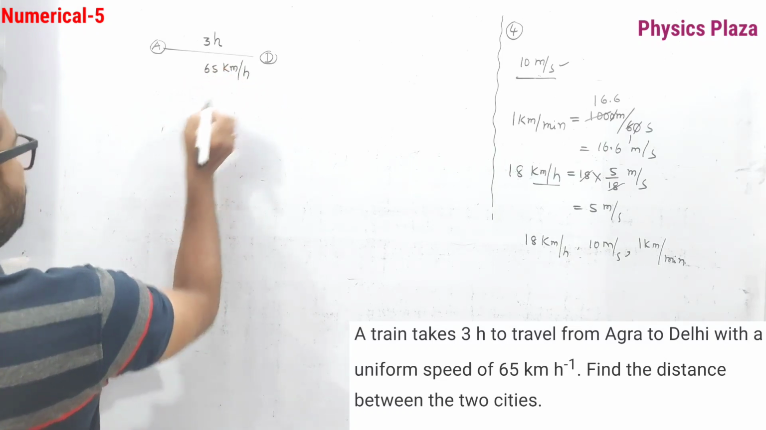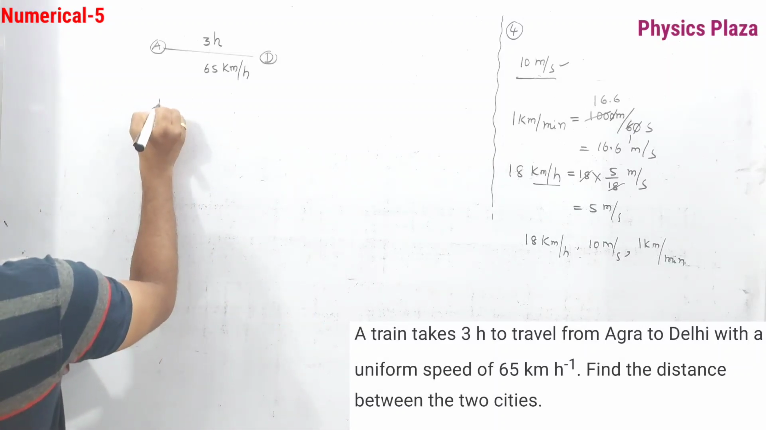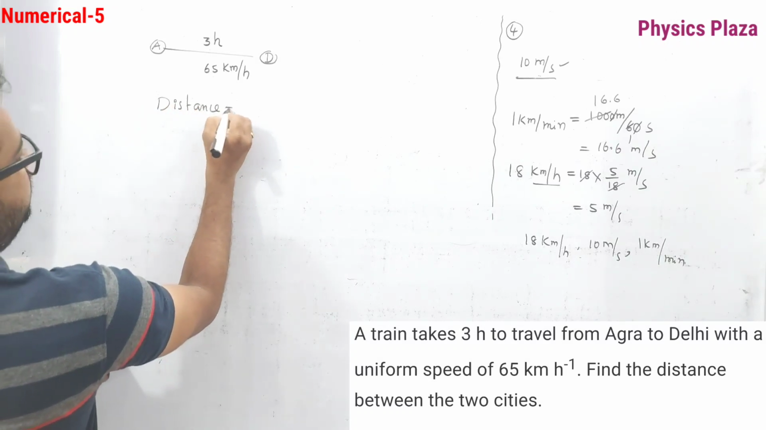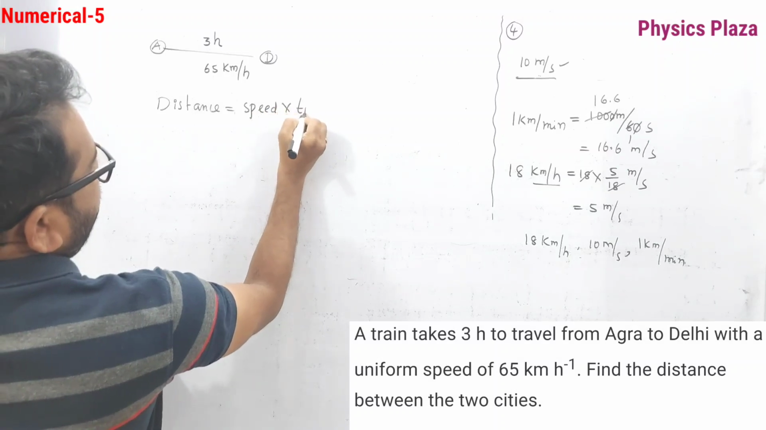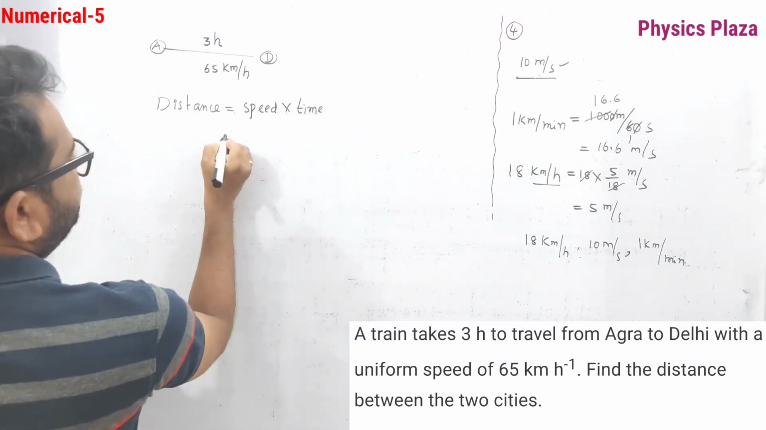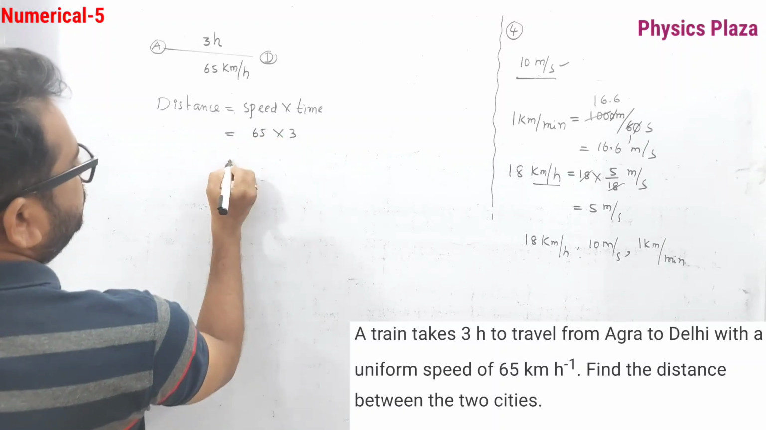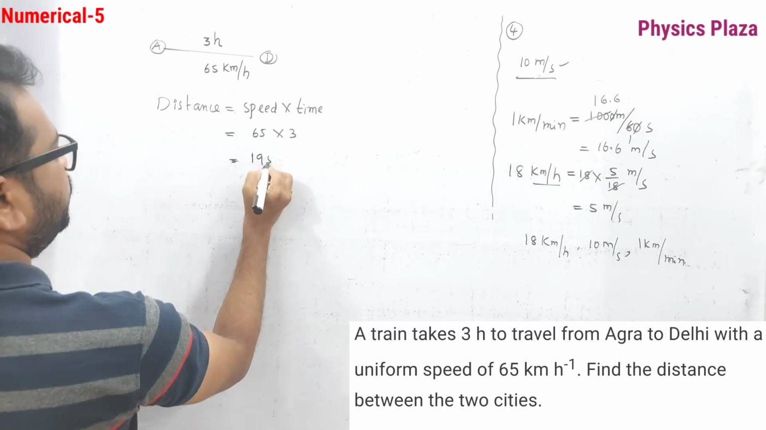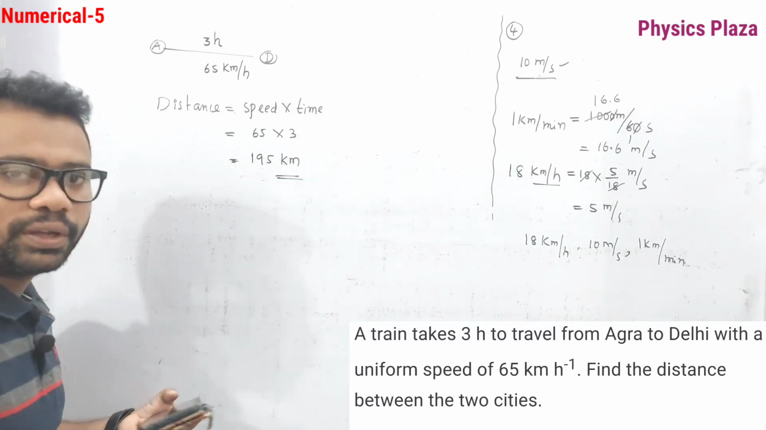Now they are asking us to calculate the distance between the two cities. So children, we know that distance is equal to speed into time. It's very simple. Speed into time. Speed is 65, time is 3. So this will be 195 kilometers. So simple.